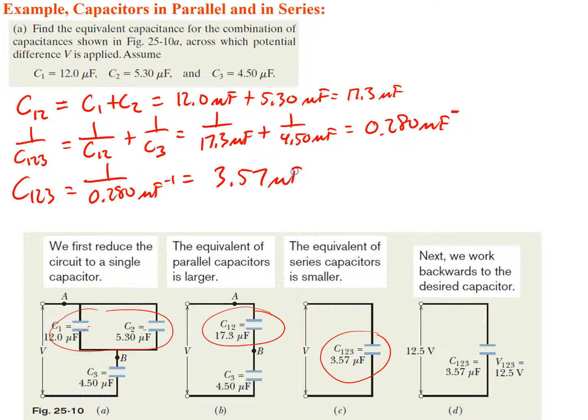So I get 3.57 microfarads. Right, so that is what our equivalent capacitance was going to be. Really, you get whatever this sum is here, and you take the reciprocal of it. Because it's equal to C123, you want to get the reciprocal, and that'll give you what C123 is.